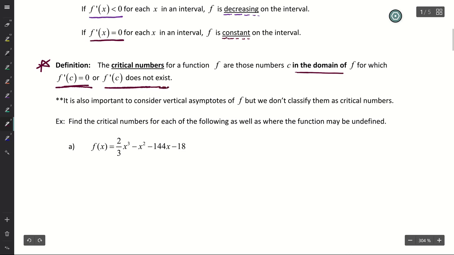And because this is such an important concept, I'm going to do a couple of questions where all it's asking me to do is just find the critical numbers. Now, I've made a note here that it's also important to consider vertical asymptotes, but we don't classify them as critical numbers. If we have a rational function, it's important that we consider vertical asymptotes, but because critical numbers are defined as numbers in the domain, obviously vertical asymptotes are not in the domain because those are values where a function would end up giving you 0 in the denominator.